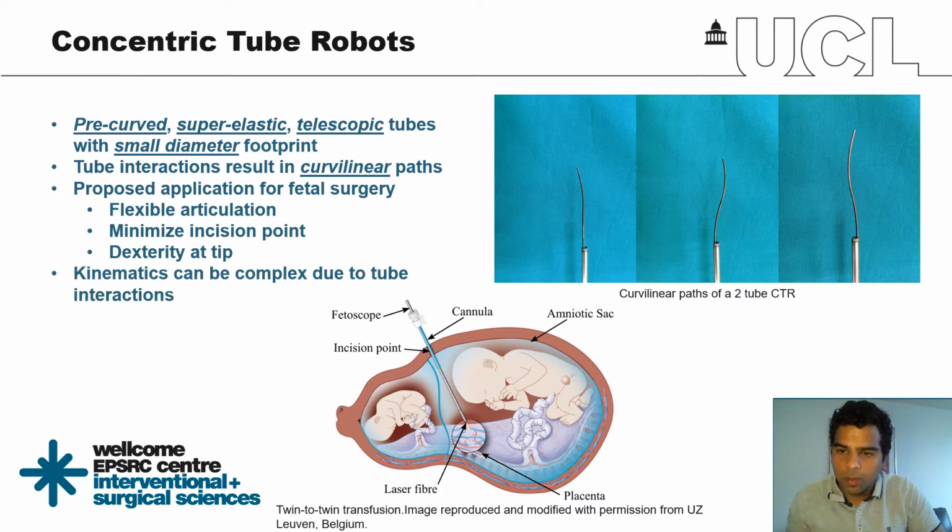So the goal of our paper is looking at how do we get the rotation and translation for each tube if we want to achieve a certain robot tip Cartesian goal position.